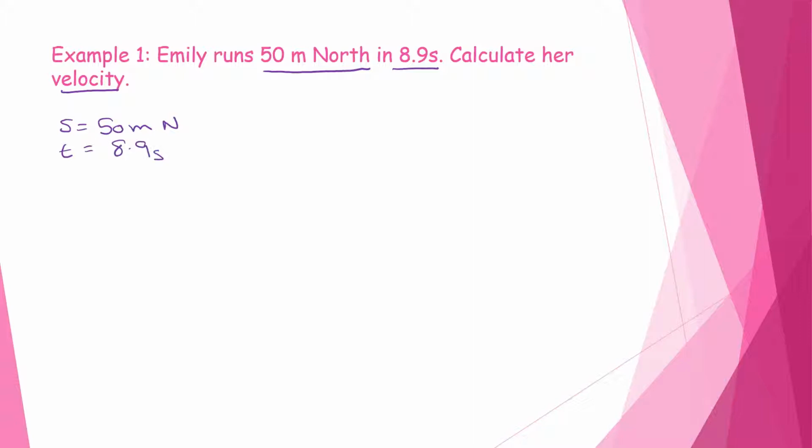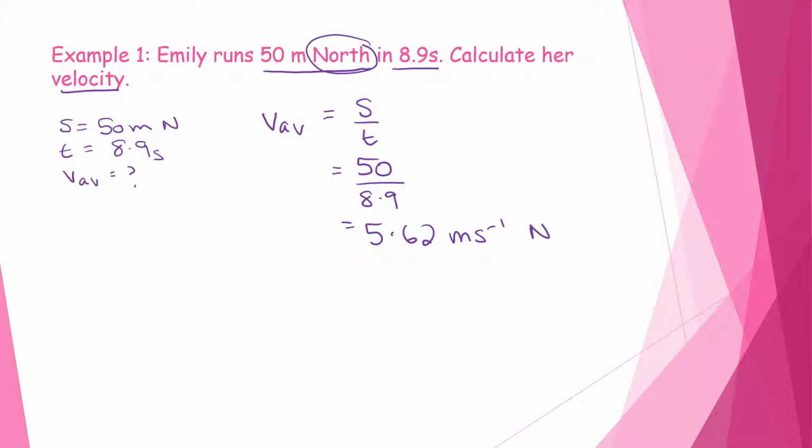I go to my data sheet, work out what formula to use, and I'm going to use V average. So V average is equal to displacement on time. Now I can substitute the displacement and I can substitute the time, and this will allow me to find the average velocity. So I go, okay, 50 meters is the displacement, the time is 8.9 seconds, and it comes out to 5.62 meters per second. And because it's a velocity, we have to include a direction, which is north.